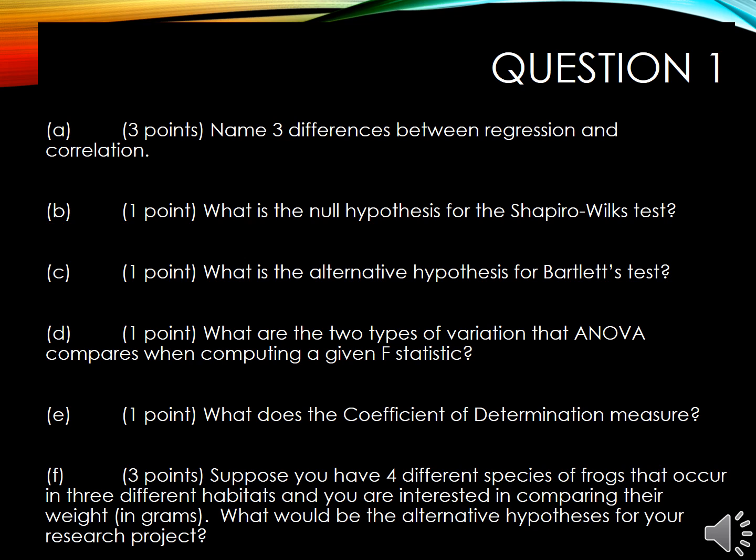The first would be the average weight of the 4 different species of frogs is not equal. Second, the average weight of frogs in 3 different habitats is not equal. And the third, the average weight of different species of frogs occurring in different habitats is not equal.